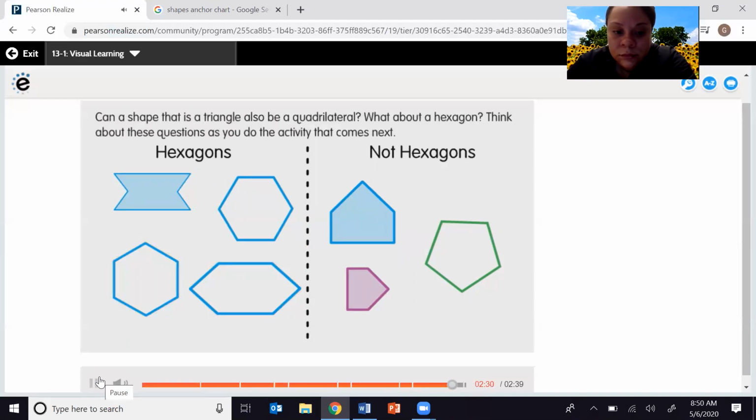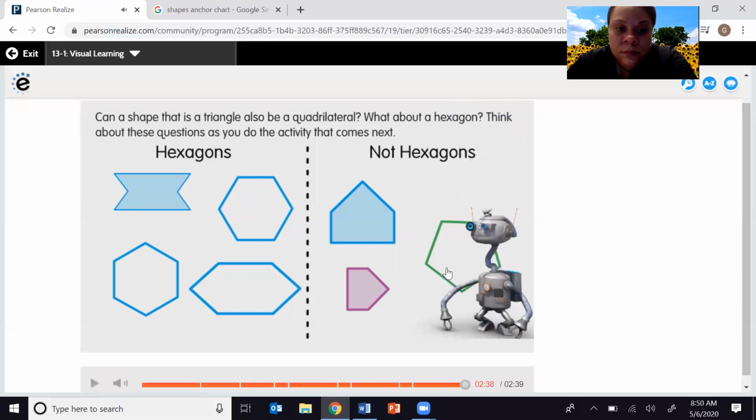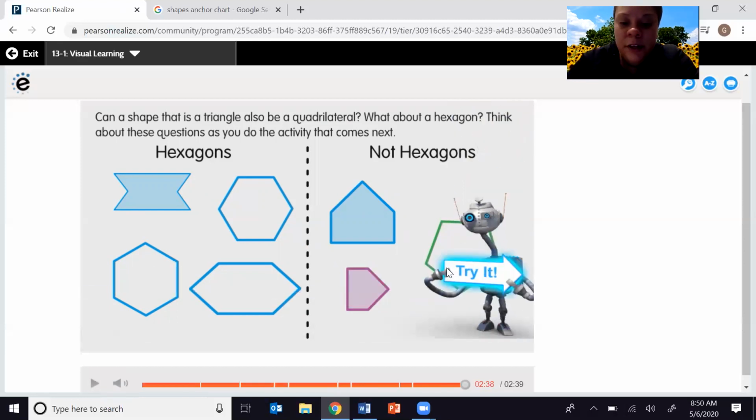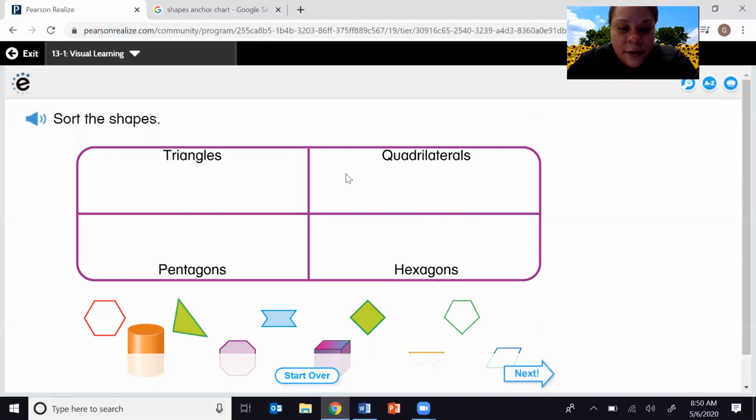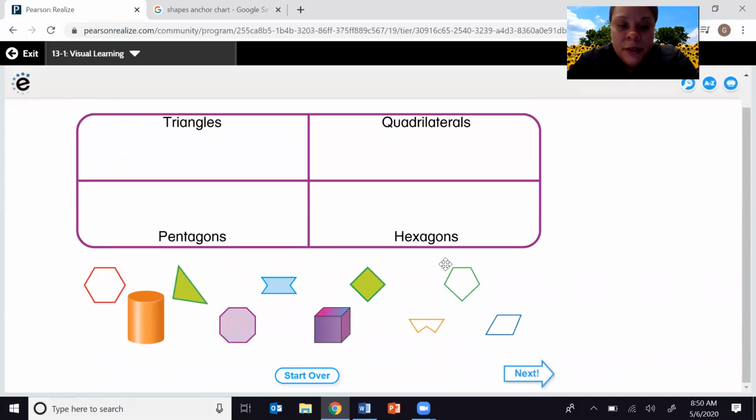Can a triangle also be a quadrilateral? What about a hexagon? Think about these questions as you do the activity that comes in. All right. So let's try this out. We're going to sort our shapes into triangles, pentagons, quadrilaterals, and hexagons.